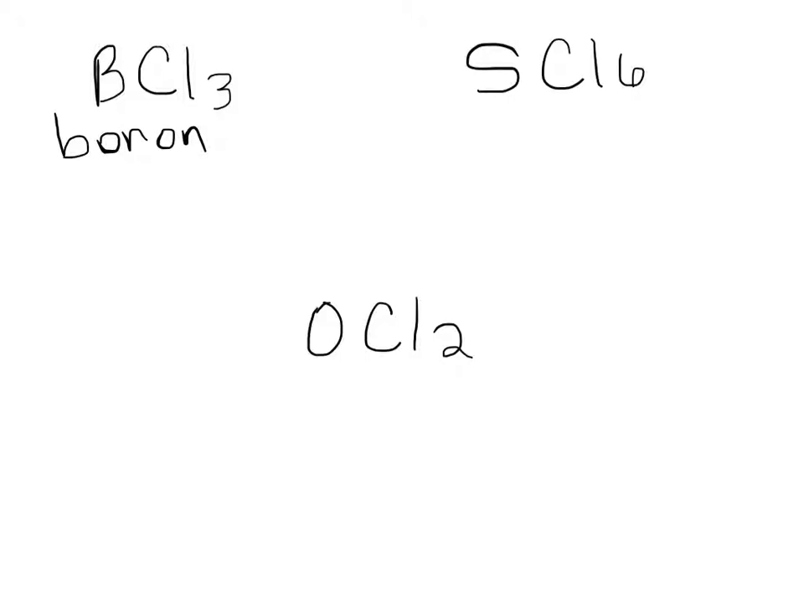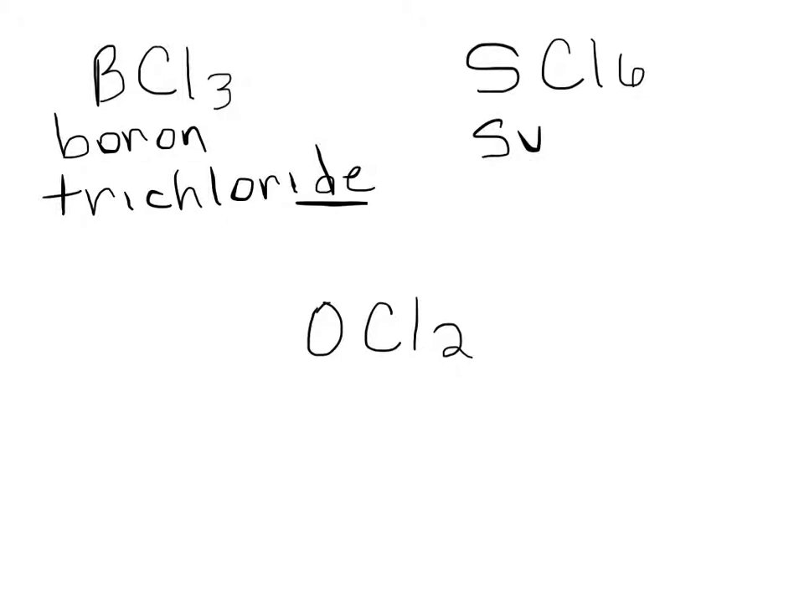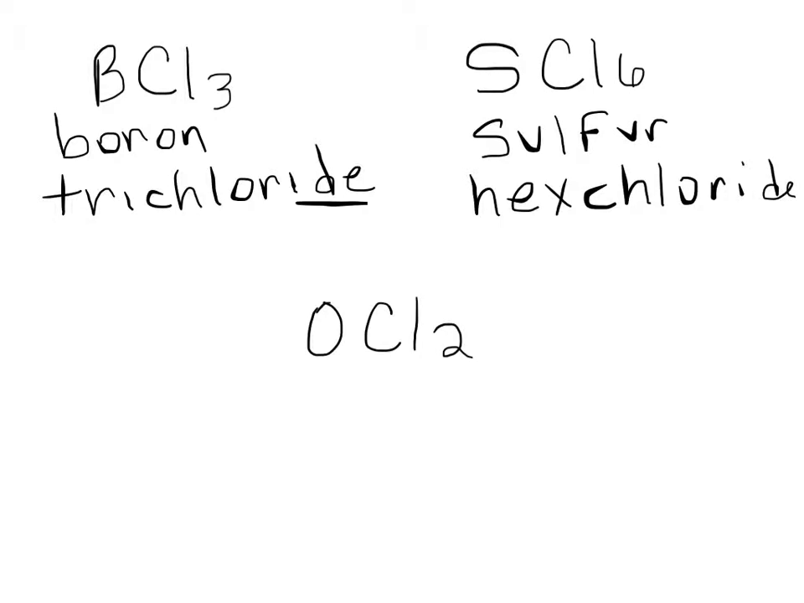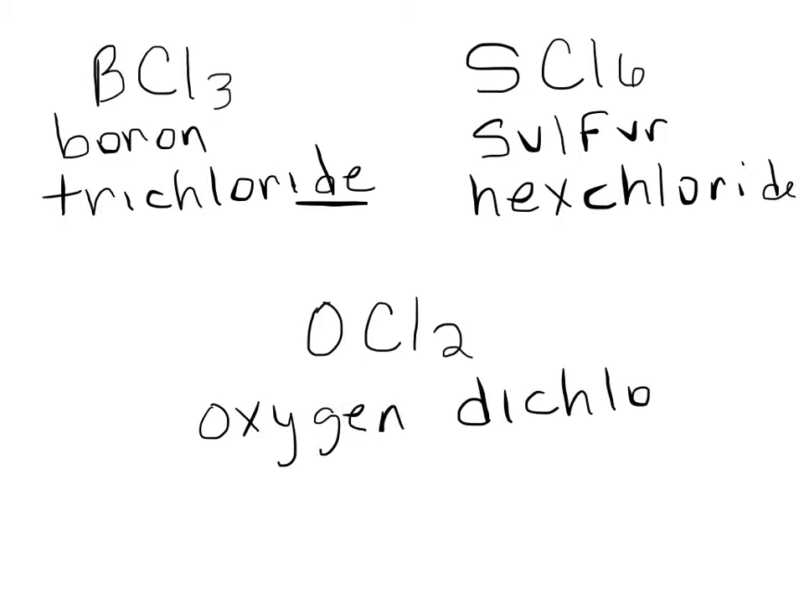BCl3 is just boron, and again, we don't change the name of the first element. And then there are 3 chlorines, so we say chloride. We're still going to change the nonmetal, the second nonmetal, to IDE. The next compound is SCl6, so we're going to say sulfur. And because there are 6 chlorines, we're going to say hexchloride, or you can say hexachloride if it sounds better to you. Either one is correct. And the last one is oxygen. And then we're going to say 2 chlorines, so we're going to say dichloride.